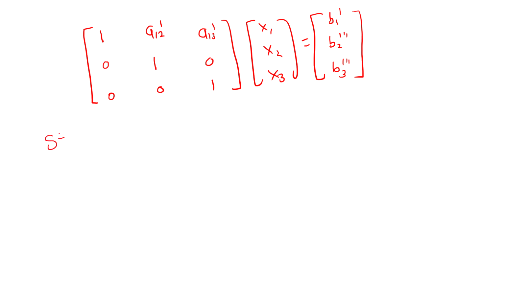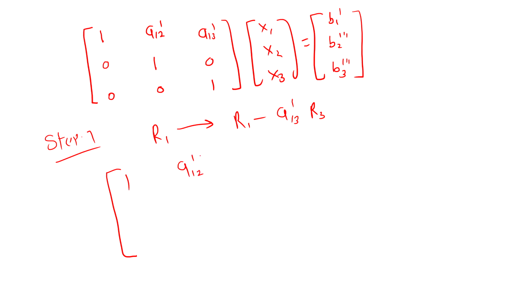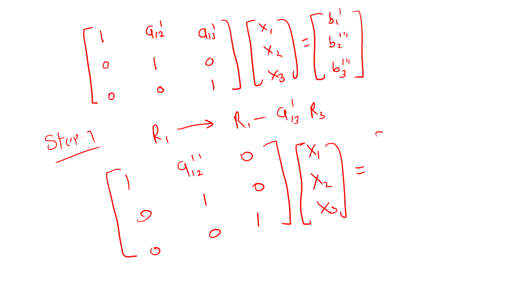Now my next step, that is step 7, will be R1 = R1 minus A13 prime times R3. What will come out of this is 1, A12 double prime, 0, 0 1 0, 0 0 1, and then we have x1 x2 and x3. Now remember, there are only 2 operations applied to it, b1 double prime, b2 triple prime, since 3 operations have been applied to it, b3 triple prime. Okay, now my last step is step 8, what?